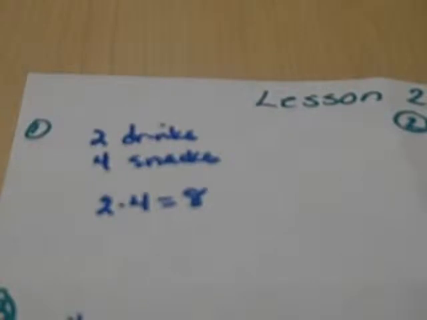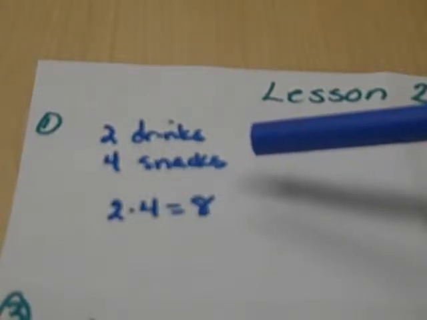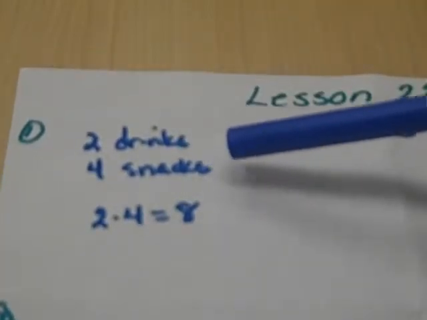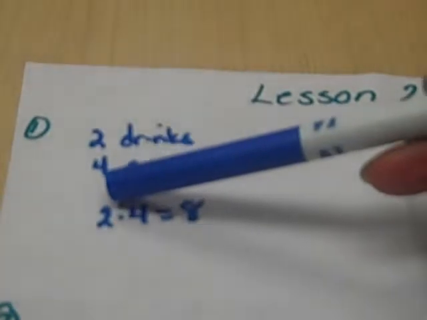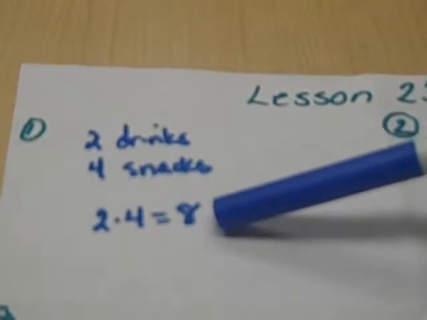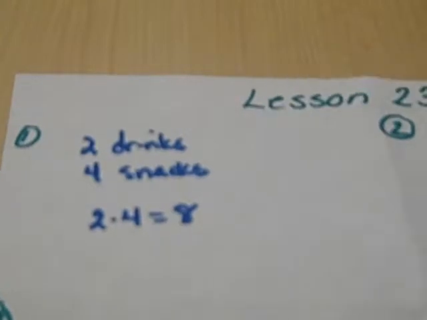Simple Solutions, Lesson 23. Problem 1. A concession stand offers 2 types of soft drinks and 4 different snacks. Use the fundamental counting principle to find the number of different snack combinations if a patron chooses 1 drink and 1 snack. There are 2 drink possibilities and 4 snack possibilities. You multiply the possibilities of drinks times the possibilities of snacks to get your total snack combinations. There will be 8 different snack combinations.